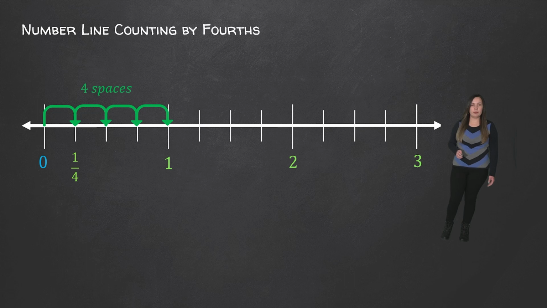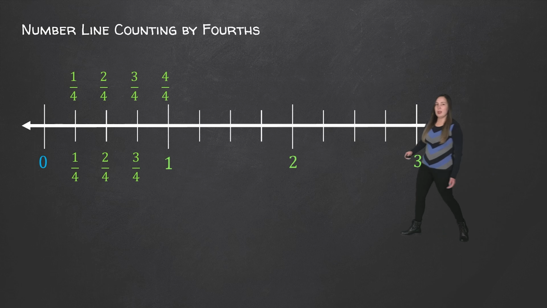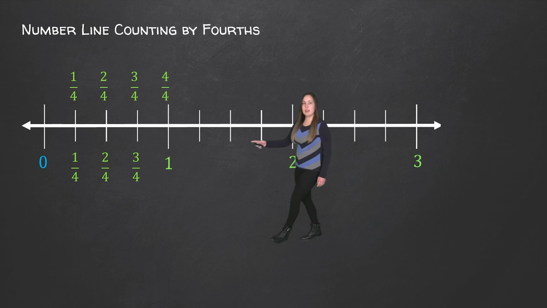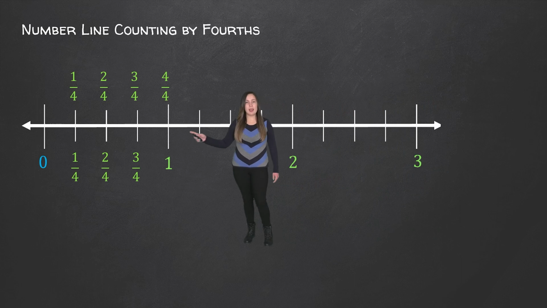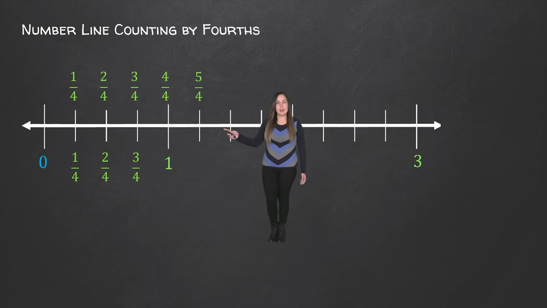So, 1/4, 2/4, 3/4, 4/4, and notice that 4/4 is directly above 1, and that's because 4/4 is equivalent to 1 whole. And then we have 5/4, which is an improper fraction that can be written as 1 and 1/4.